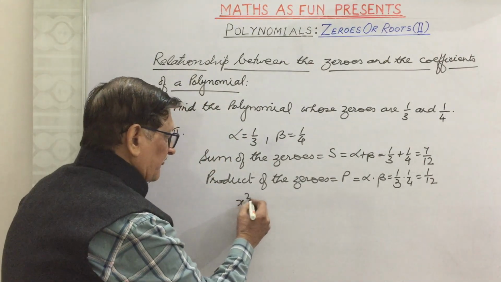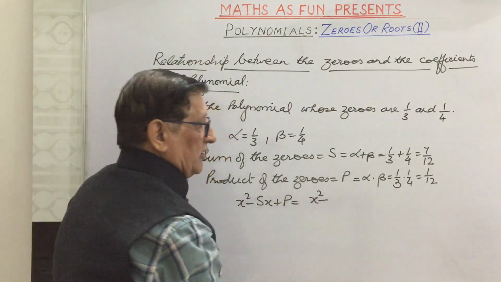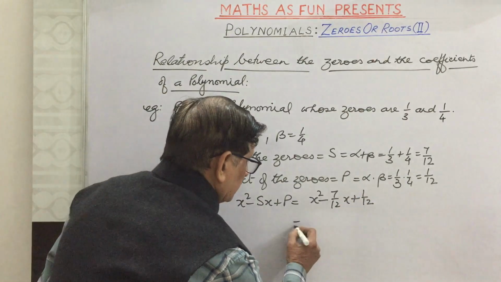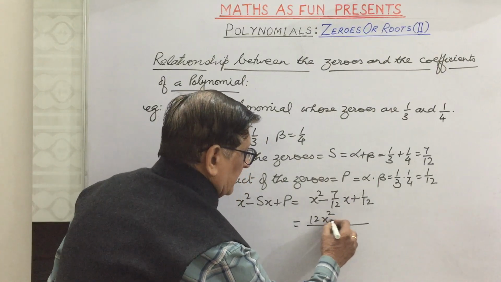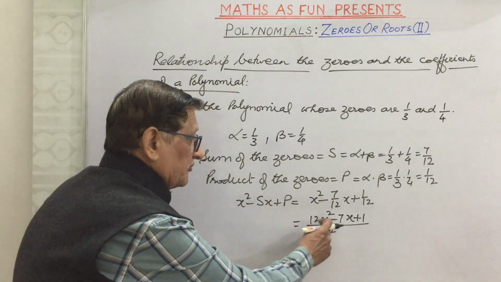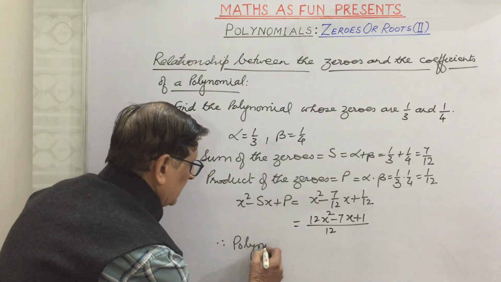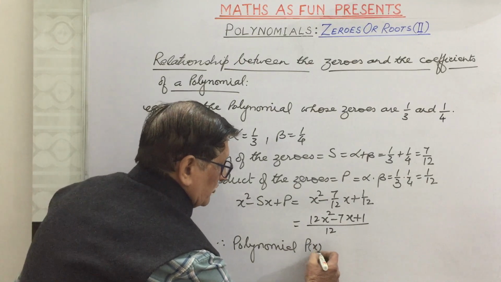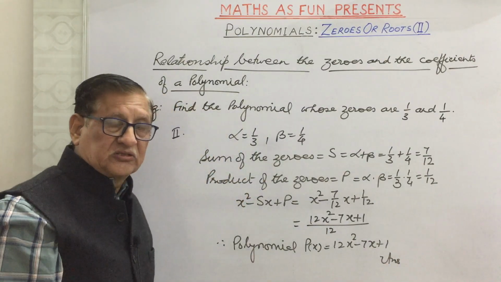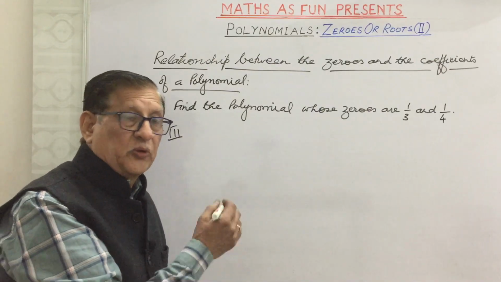And then we can find the value of x square minus Sx plus P, which is equal to x square minus 7 by 12 x plus P, meaning 1 by 12. Taking the LCM 12, we get here 12x square minus 7x plus 1. And the same way as I told you there, leaving the denominator, only the numerator is the polynomial. So we write therefore polynomial p(x) is equal to 12x square minus 7x plus 1. This is the answer. The third method for the solution we can take here is we consider the polynomial.